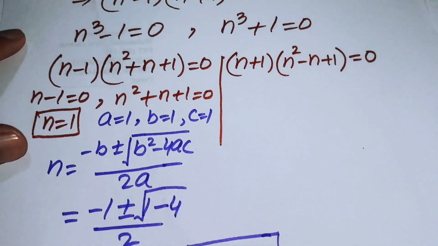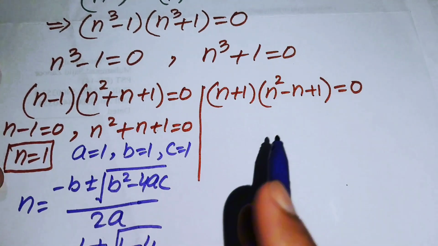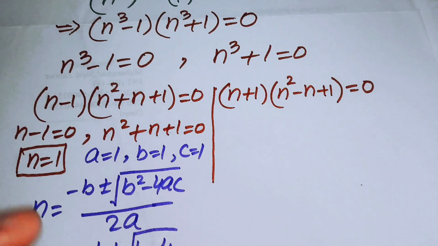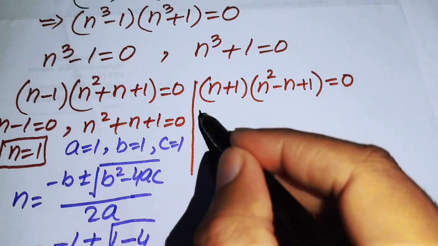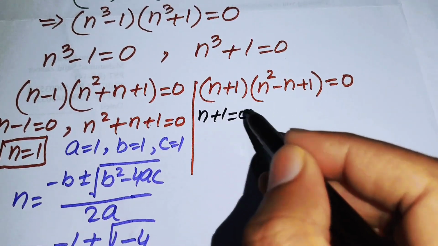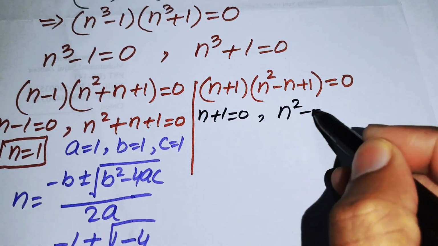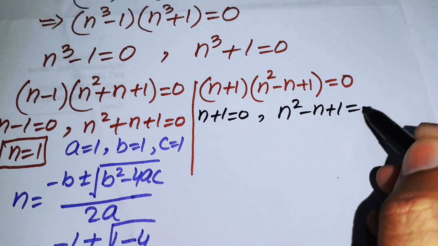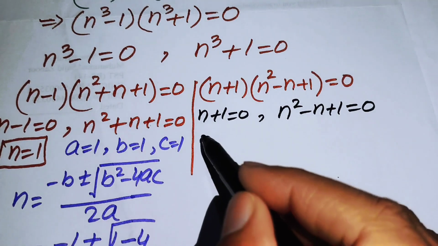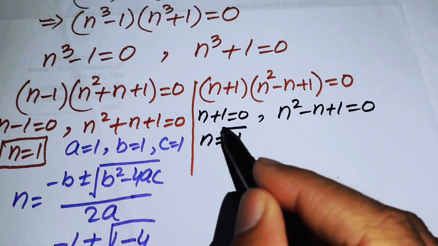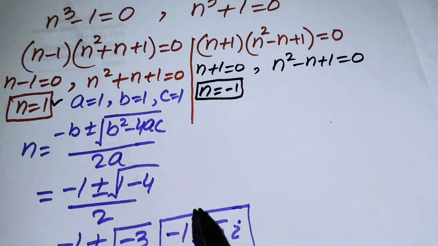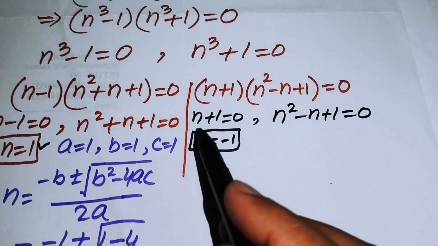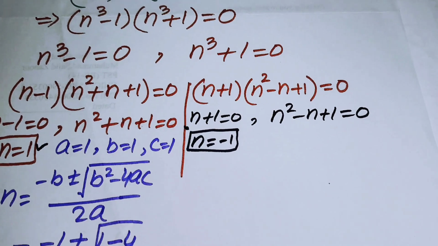And now we move towards our second case. This is our second case, and now we can write it as n plus 1 equals 0 and n squared minus n plus 1 equals 0. So here you get the value of n equals minus 1. So this is the first root, these are the two second roots, and this is the third root of the given equation.